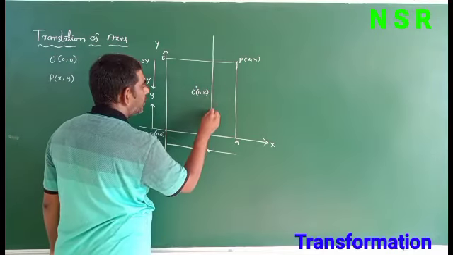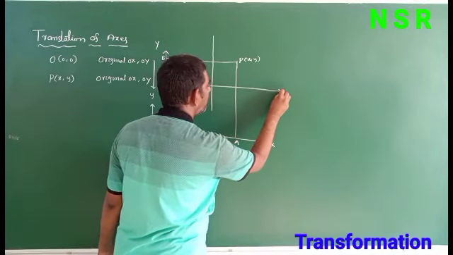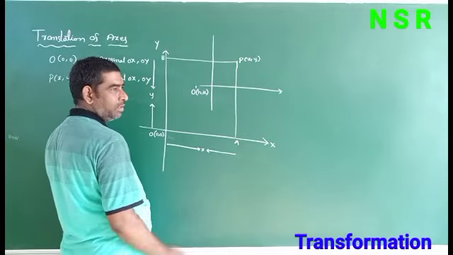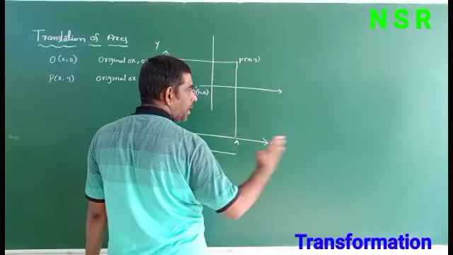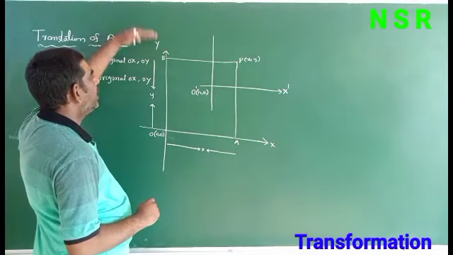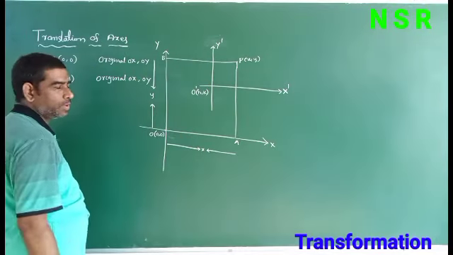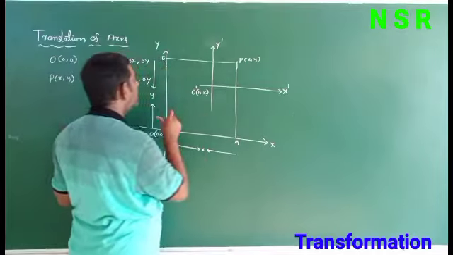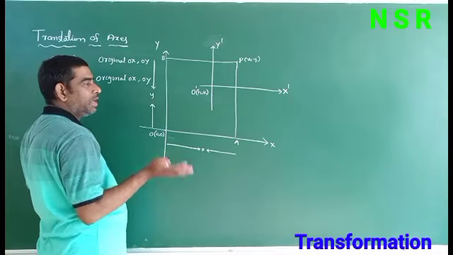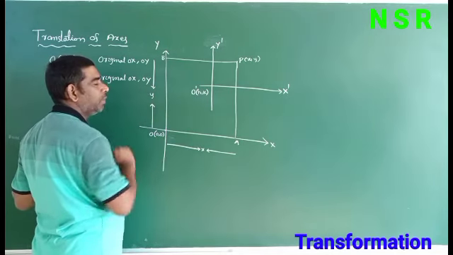Now the origin is shifted from one place to another place without changing the direction of axis. See here, the x-axis direction is to the right side. So here x dash is also to the right side. Next, the y direction is upward, and here y dash is also upward. So the direction of x and y is equal to the direction of x dash and y dash. So the direction of axis does not change, but the origin is shifted from one place to another place.